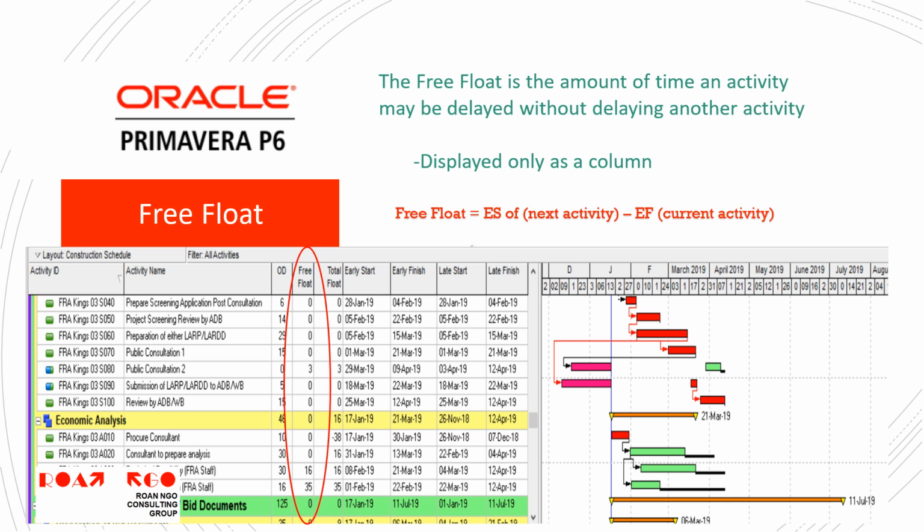Free float. The free float is the amount of time an activity may be delayed without delaying another activity, displayed only as a column. Free float equals ES, or early start, of next activity minus early finish of current activity.